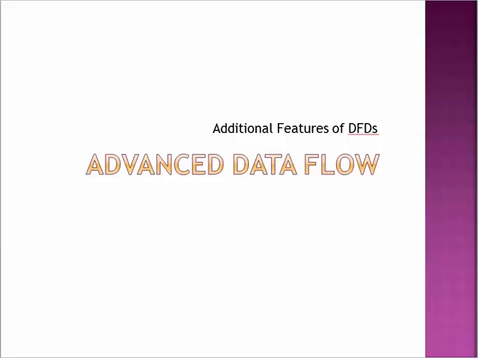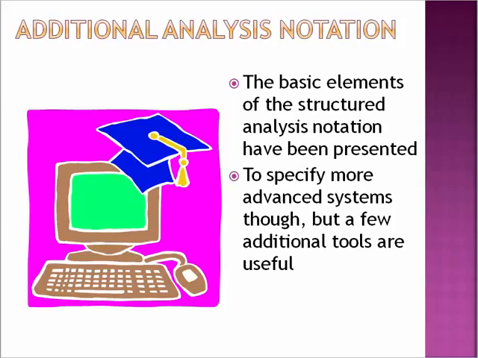To round out our understanding of data flow diagrams, we want to talk about some advanced features that are available for you if you want to go off and get serious about doing this sort of notation. So the basic structure we've talked about, we have processes, we have data flowing between processes, but advanced systems do more than just data going from point A to point B to point C.